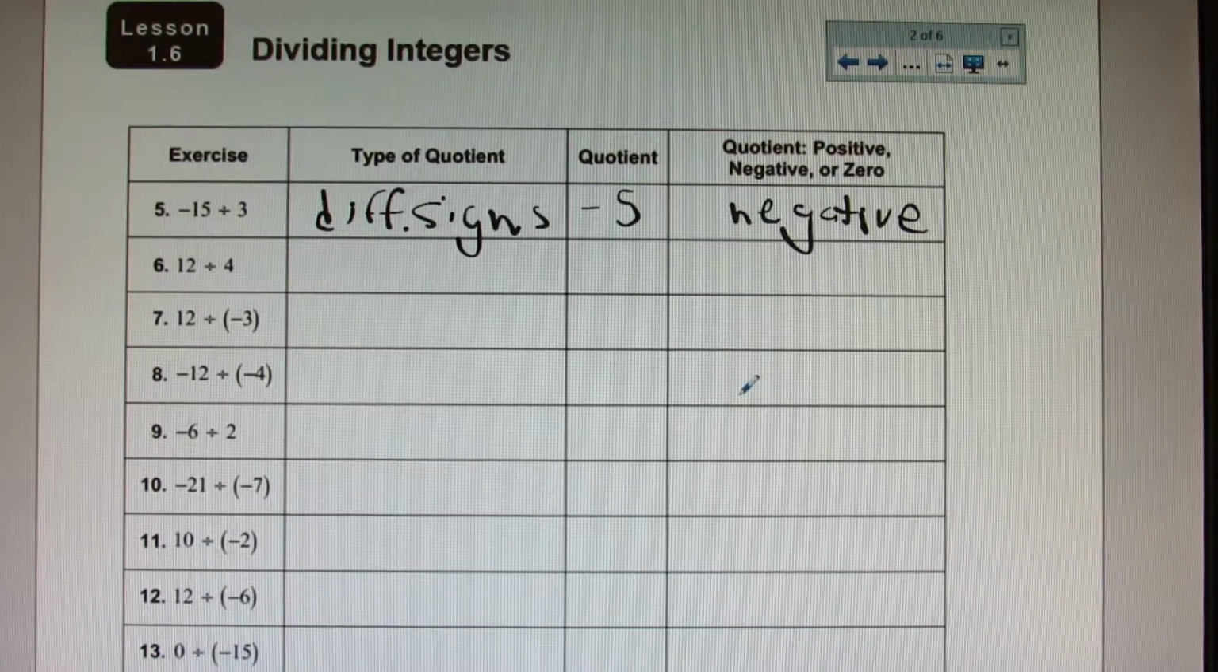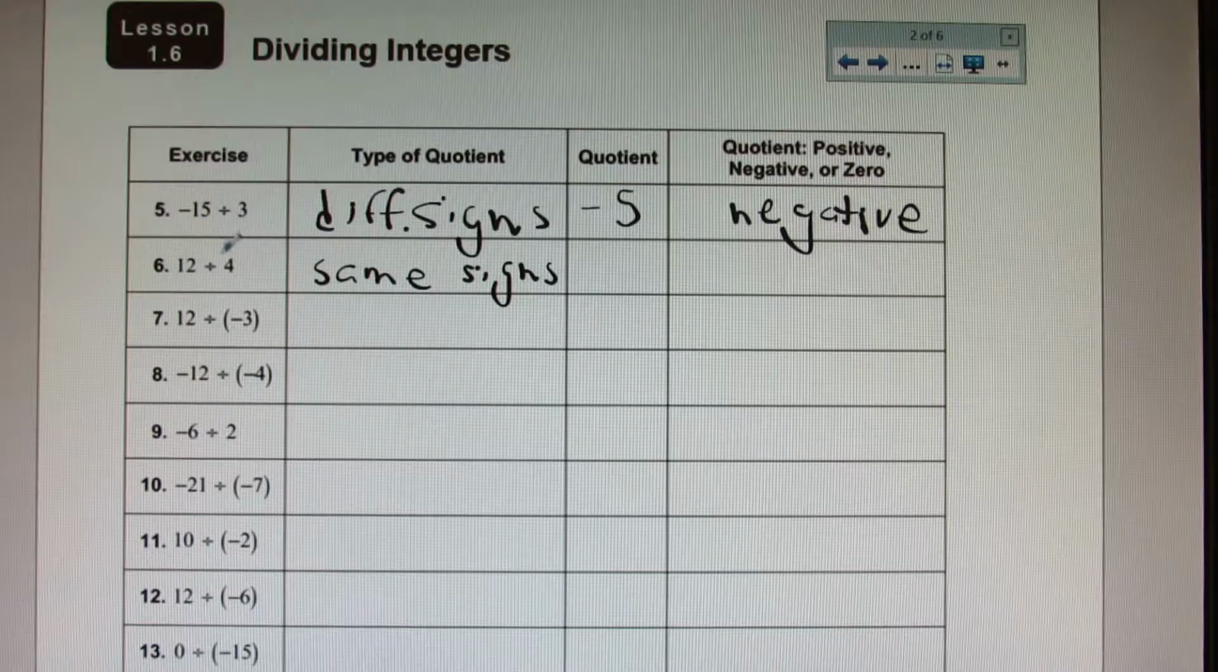Okay. Next one. These are different signs? No, these are the same signs. These are both positive. Same signs. So this is a question I could have given to you maybe a couple years ago. What's 12 divided by 4? Or 4 times what gets you 12? If you count by 4s, 3 times you'll get 12. And that answer, because they have the same sign, is positive.